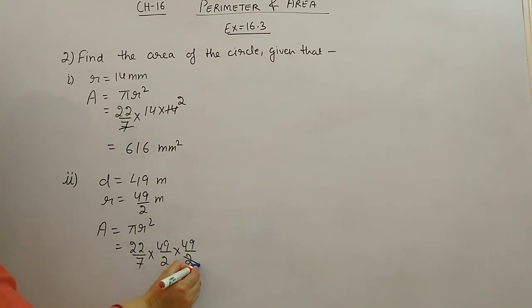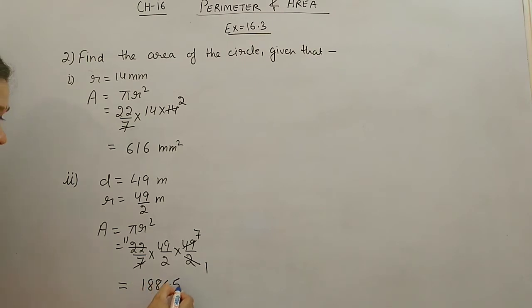We can do the cancellation. 2 1s are 2, and 7 11s are 77. 7 7s are 49. Then we have to multiply these numbers and later on we have to divide. Then we will get the answer 1886.5 meter square.